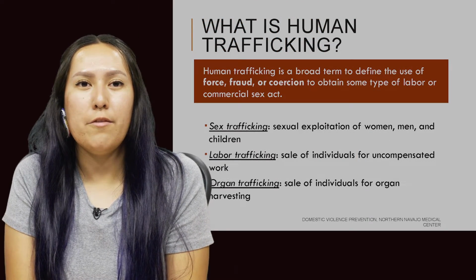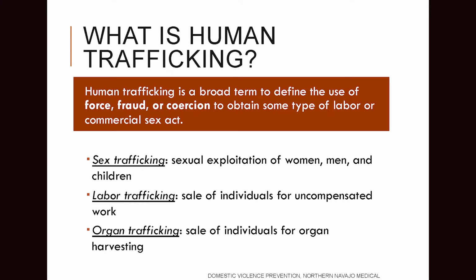So first, to define human trafficking. Human trafficking is a broad term to define the use of force, fraud, or coercion to obtain some type of labor or commercial sex act. There are different types of human trafficking, and sex trafficking falls underneath human trafficking. Sex trafficking is the sexual exploitation of women, men, and children. Labor trafficking is the sale of individuals for uncompensated work. And we also have organ trafficking, which is the sale of individuals for organ harvesting. So specifically today, we will just be covering sex trafficking.